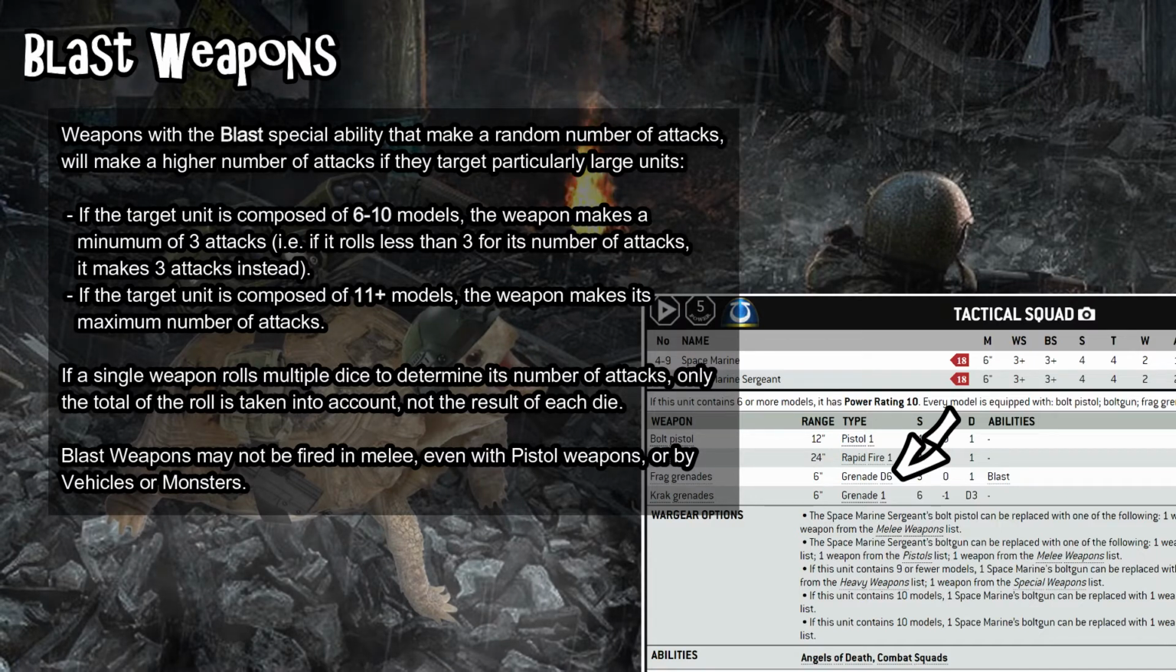The size of the unit is determined when you select them as the target, so even if your subsequent shooting from that same unit reduces that target unit below 11 or 6 models, you will still be getting the benefits of that blast as long as they had those numbers at the start of that model's shooting activation.